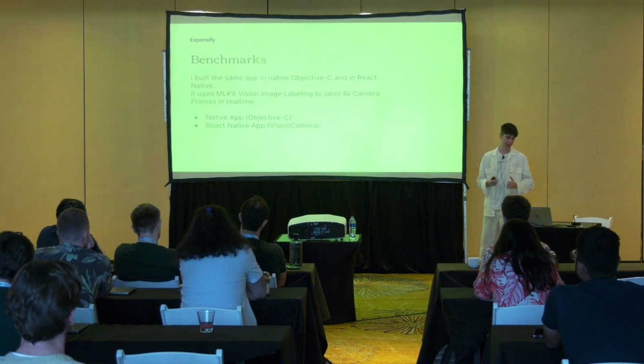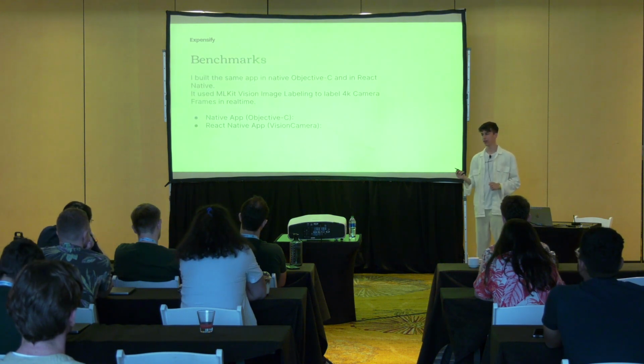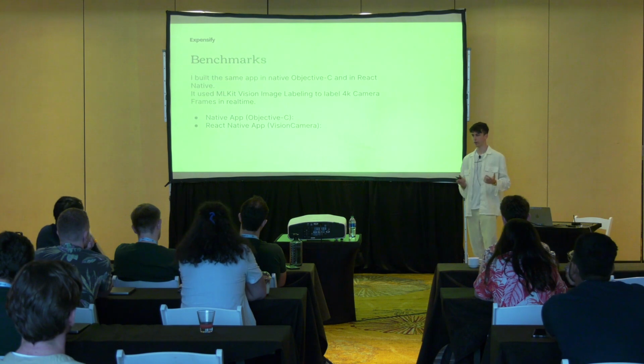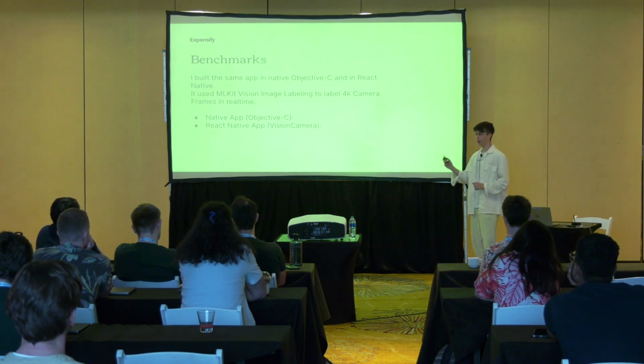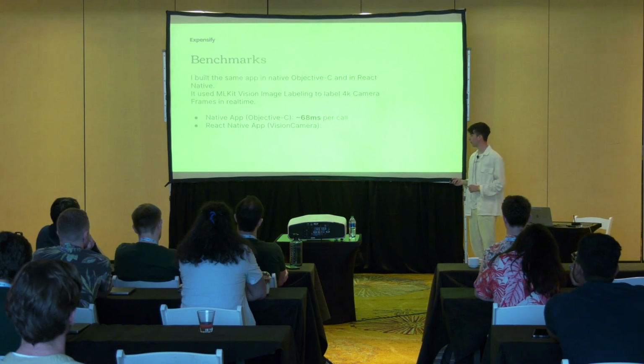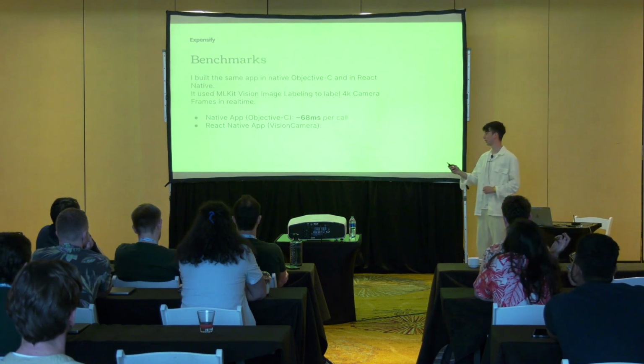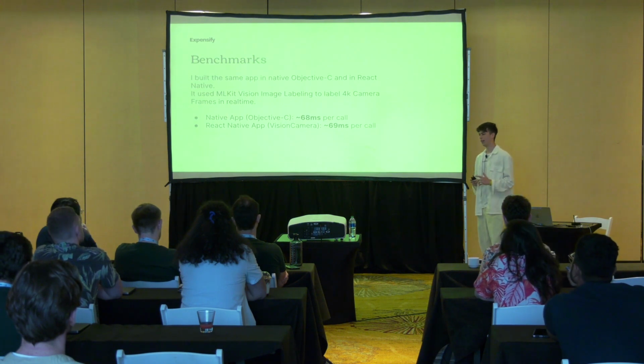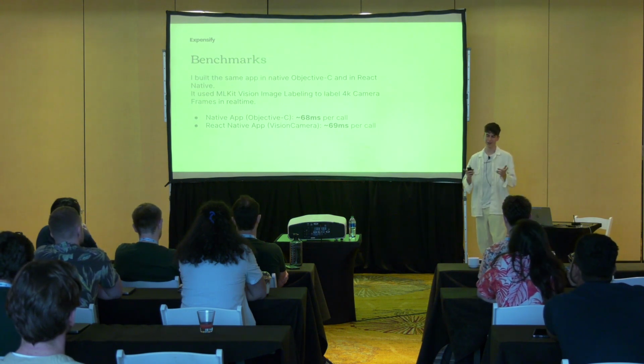Yeah, benchmarks. I built the same app in Objective-C and in React Native. I used MLKit Vision image labeling to label 4K camera frames in real time. So that's the example you saw before with the car and everything. In a native Objective-C app, we had 68 milliseconds per call. And in a React Native app using VisionCamera, we had 69 milliseconds per call. So it's a 1 millisecond delay. I would call that as fast as native. If anyone wants to disagree with me, meet me outside for a fist fight.